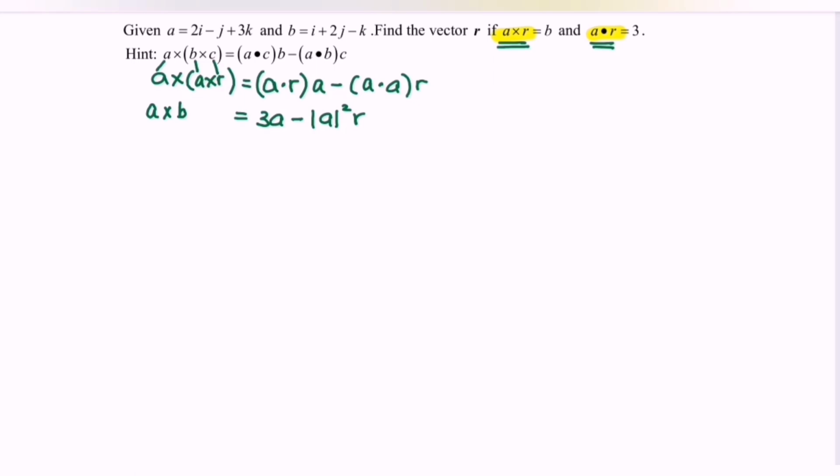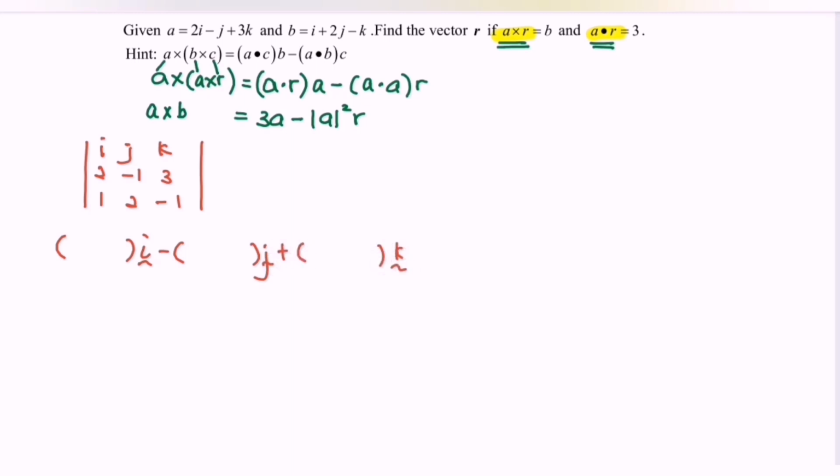So our focus is to find R. Kindly focus on the left hand side, we have A cross B. In here, vector A where we have 2, negative 1 and 3. Vector B where we have 1, 2 and negative 1. So kindly cross the situation.